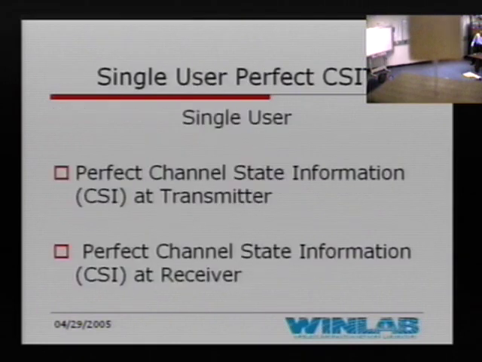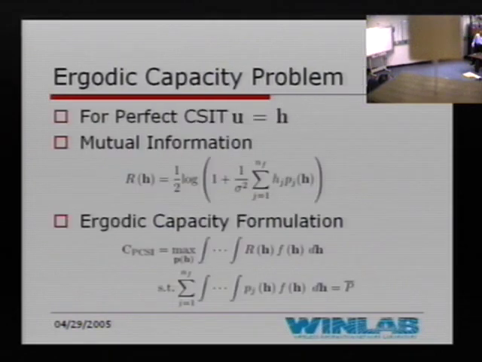Okay, so going ahead, we first consider the case of a single user with perfect channel state information at the transmitter, and the receiver is assumed to have perfect channel state information. So for these calculations, I just substitute H for U, and I showed you these equations earlier, and this is what they become. This is the mutual information expression and the ergodic capacity formulation.